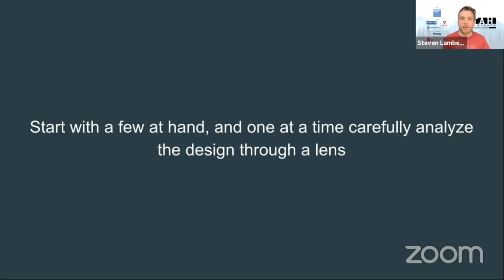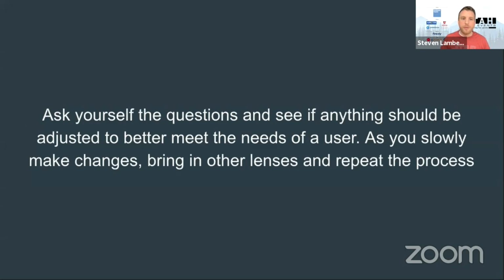Maybe we then use the next lens and analyze the page through the lens of color, and we start saying, do all these colors work for our users? Would any of the designs pose problems to users with color blindness or deficiency? So one at a time, we ask ourselves the questions, and then we adjust the design based on our answers. As you slowly make changes to the design, you can bring in other lenses and continue to repeat the process.